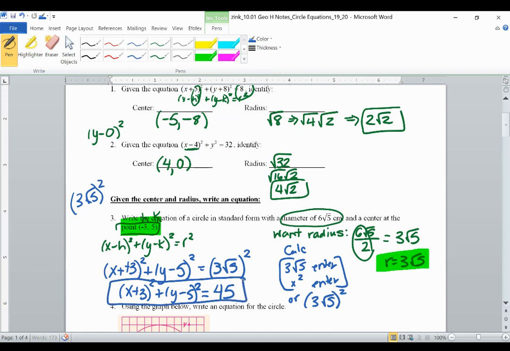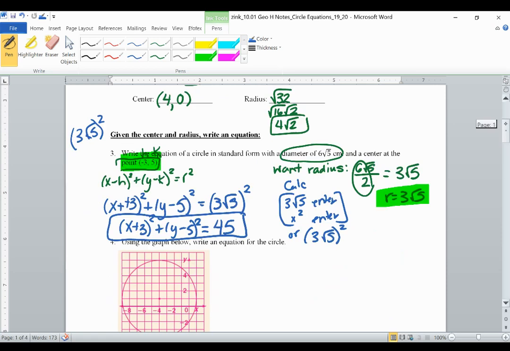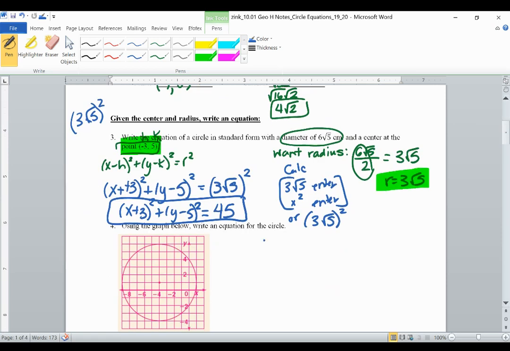So that would be your final answer in standard form. So anytime you are writing an equation for a circle, you need two things. You need the center and you need the radius. Number 4, using the graph, write an equation for the circle.